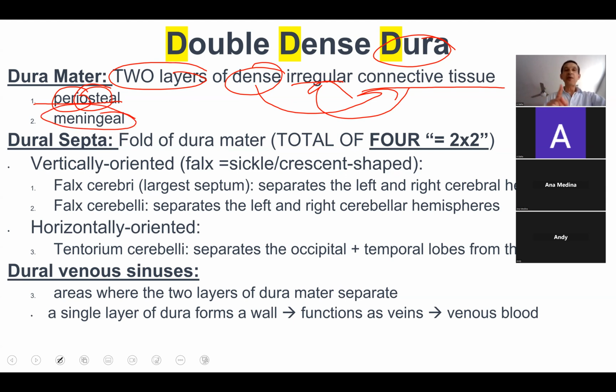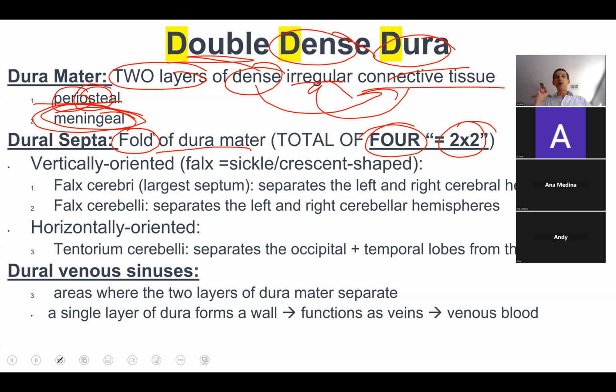Okay, so think about it. You have a double layer of dense dura. Next, these dural layers, and we're talking about the meningeal layer, sometimes find each other. They separate from the periosteal layer and find each other and make a fold of dura mater. And there are a total of 4 of them. Look at the number, 2 times 2, 4, all caps. Okay, how do you remember this? Well, there are 4 of them. 2 times 2, please remember.